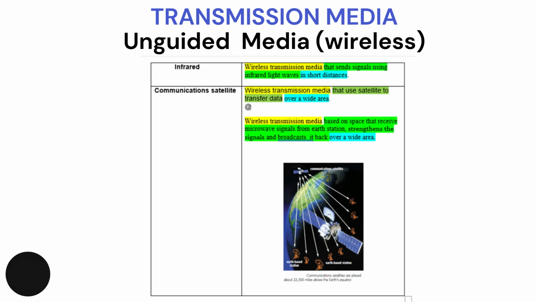Right, then the last one is the communication satellite. Okay, so what is a communication satellite? It is a wireless transmission media. Okay, and then it uses what? It uses satellite to transfer data. Okay, and then over a wide area, meaning a very, very large area. For example, if you are living in a rural area and you want to have an internet connection, you don't have a choice. You might have to use the satellite, even though it is much more expensive, right?